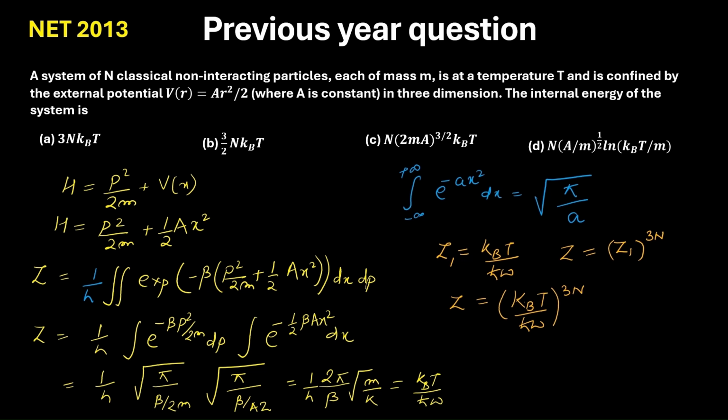Now you can find the internal energy. The internal energy is given by kbt squared times the derivative of log of z. You can do the differentiation and you get the final answer, 3n kbt. So I think it is matching with option A.